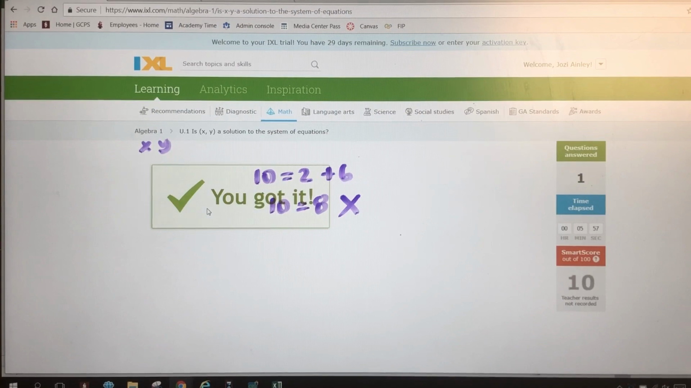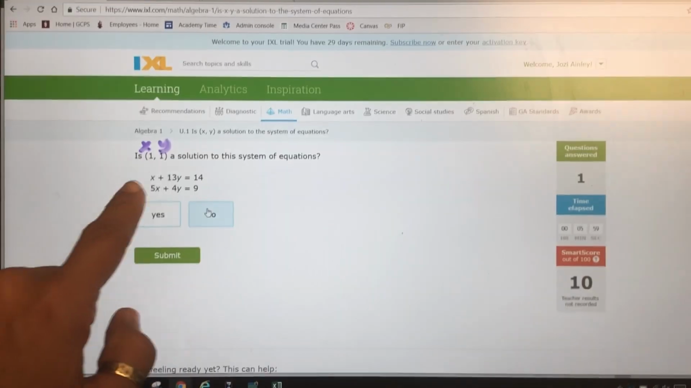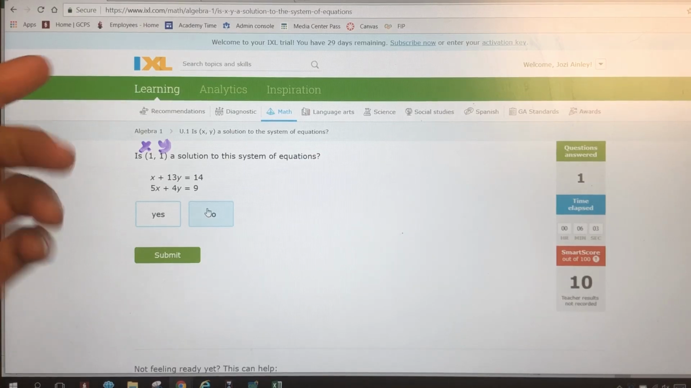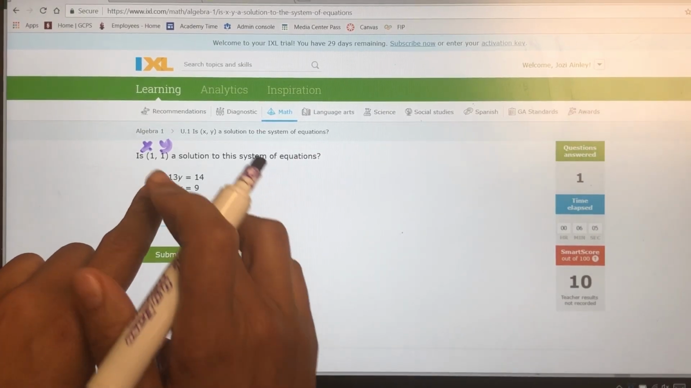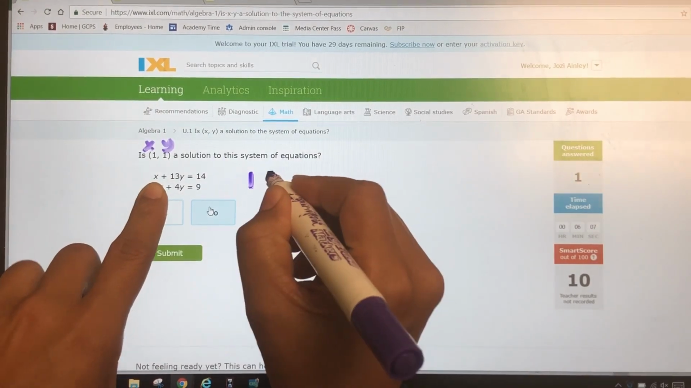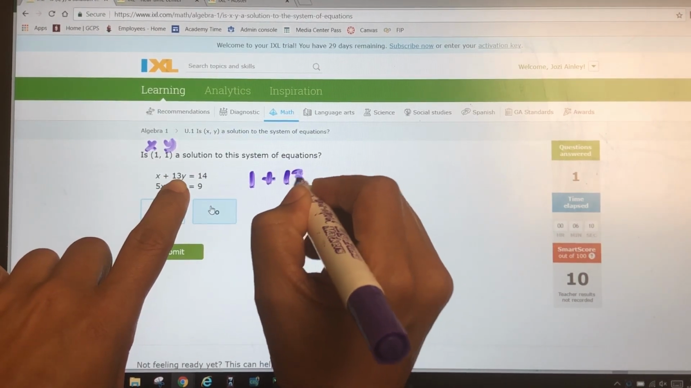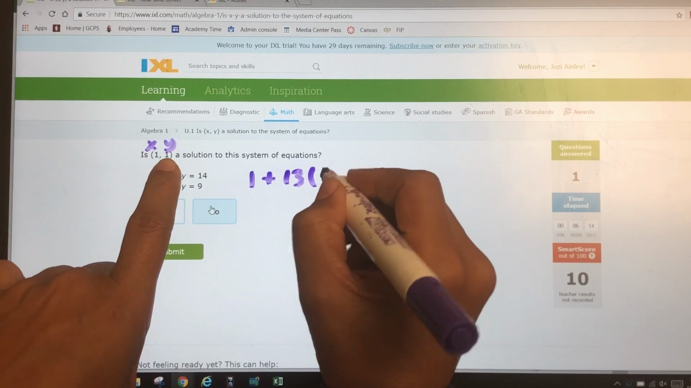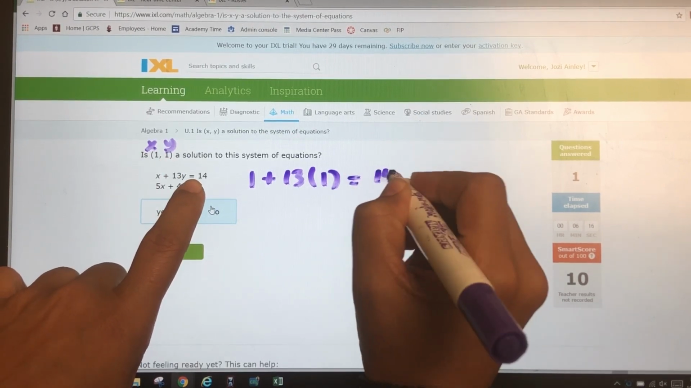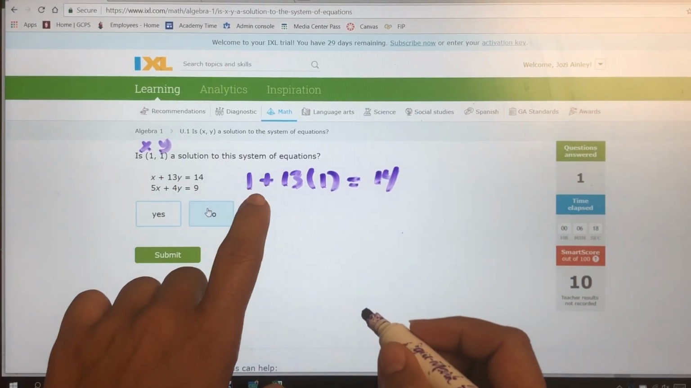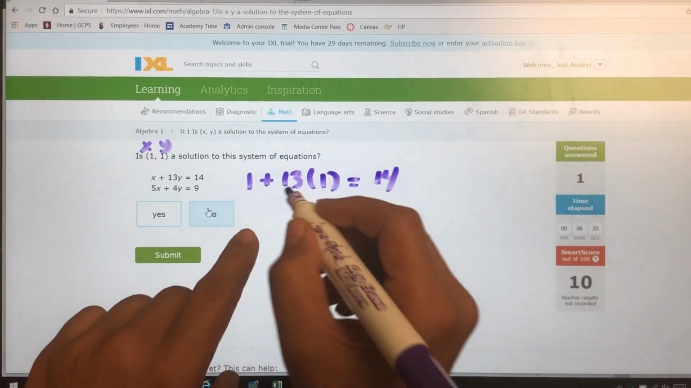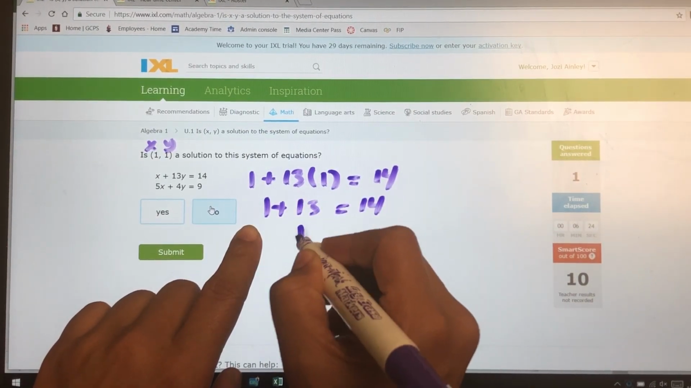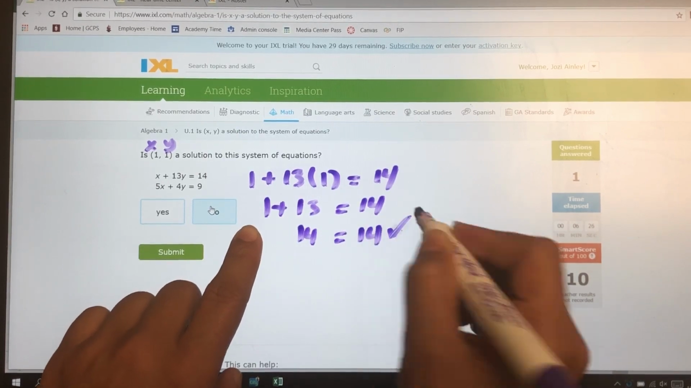No. All right, I'm just going to leave my X and my Y up there on the screen so that I don't have to keep writing it down, but all I'm doing is plugging it in. Looking at the first one, the first thing I see is X, so I'm going to write 1 plus 13 and then the Y, in parentheses. What's Y? Y is 1. Equals 14. Is that true? 13 times 1 is 13, so I've got 1 plus 13, which is 14, and 14 equals 14.